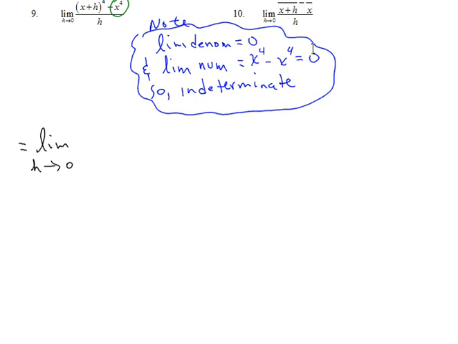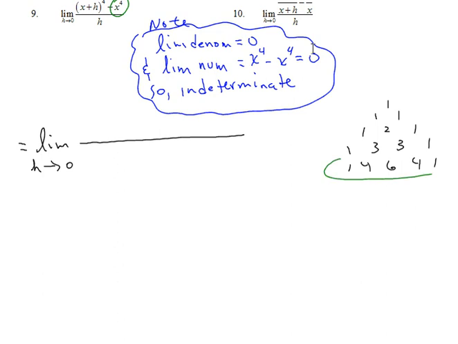Well, what catches my attention right away is that I have this binomial raised to the fourth power. That alarms me to use Pascal's triangle to expand x plus h raised to the fourth power. Since the original exponent is 4, I will need the fifth row of Pascal's triangle. So I'll do it over here on the right. So there's our coefficients that we'll be using.